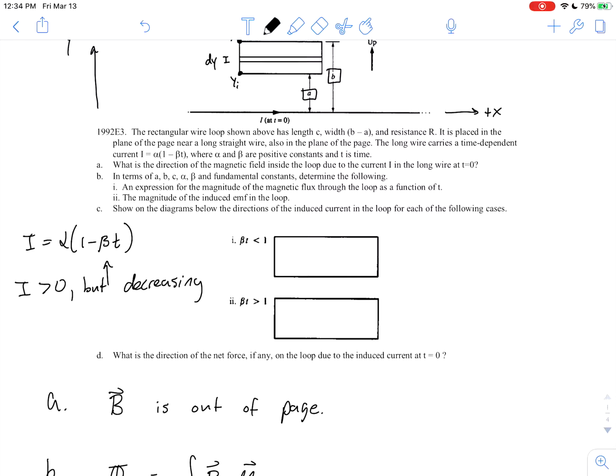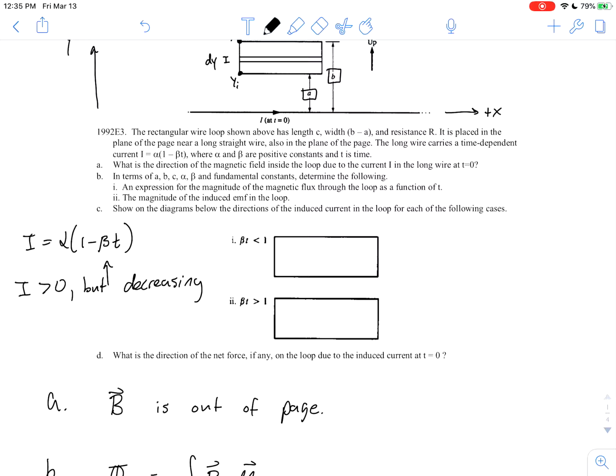And so then if we think about using Lenz's law to get the direction here, you want to think about what direction is the flux. So we said the B field is still out of the page, so flux is out of the page. Then think about how is it changing. So B field is out of the page, that means flux is out of the page, but it must be decreasing since current is decreasing.